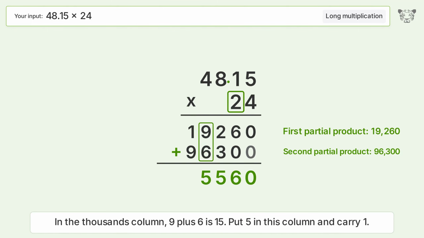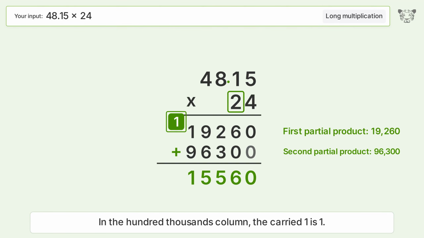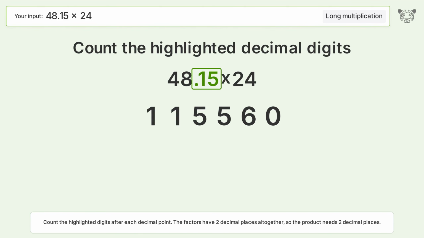Put 5 in this column and carry 1. In the 10,000s column, 1 plus 9 plus the carried 1 is 11. Put 1 in this column and carry 1. In the 100,000s column, the carried 1 is 1. The product of the whole numbers is 115,560. Count the highlighted digits after each decimal point.